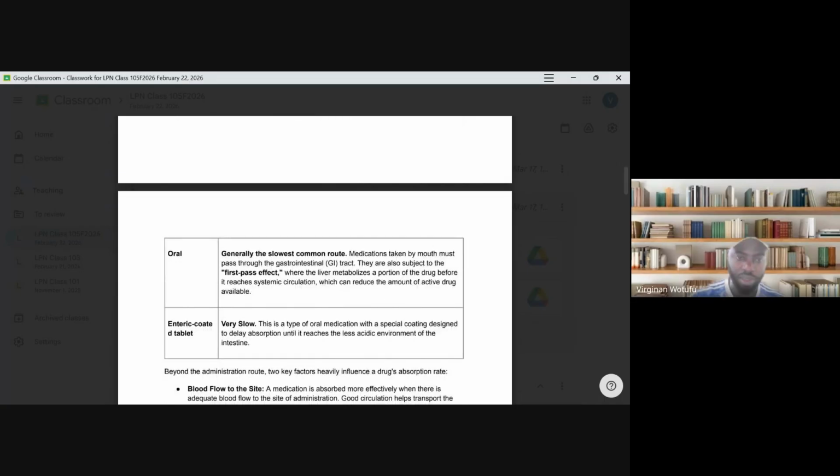After that, you have the enteric coated tablets. And we know these are specially designed for absorption in less acidic environments, like the intestines, right? So we should bear in mind that we are never supposed to crush enteric coated tablets. Why? Can someone give us a reason why we are not supposed to crush enteric coated tablets and capsules?